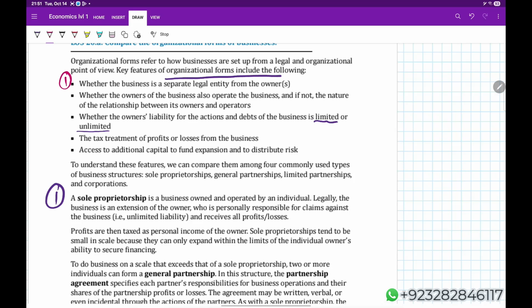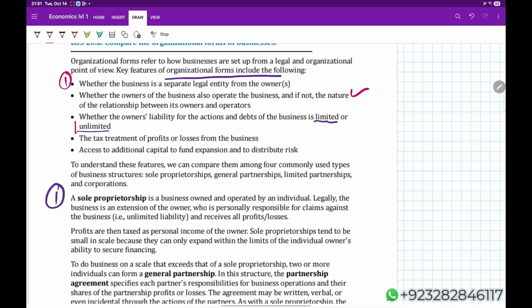Okay. The second point is who operates the business. It is obviously operated by the owner, not the owners, because it is a sole owner, sole proprietorship. Then the liability status is unlimited, which means all the dues, all the liabilities, all the debt of this sole proprietorship, the owner is solely responsible, fully responsible.